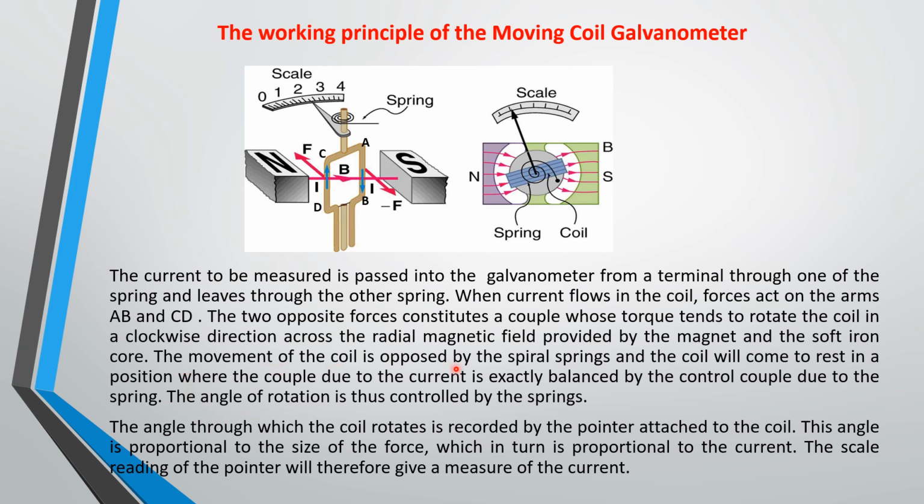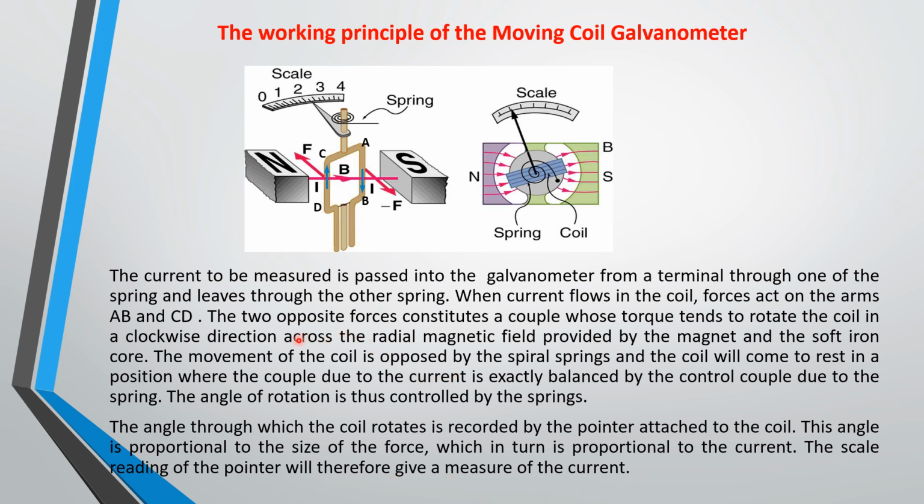Now, something happens here. The movement of the coil is opposed by the spiral springs, and the coil will come to rest in a position where the couple due to the current is exactly balanced by the control couple produced by the spring. The angle of rotation is thus controlled by the spring. The angle through which the coil rotates is recorded by the pointer attached to the coil. This angle is proportional to the size of the force, which in turn is proportional to the current. The scale reading of the pointer will therefore give a measure of the current.